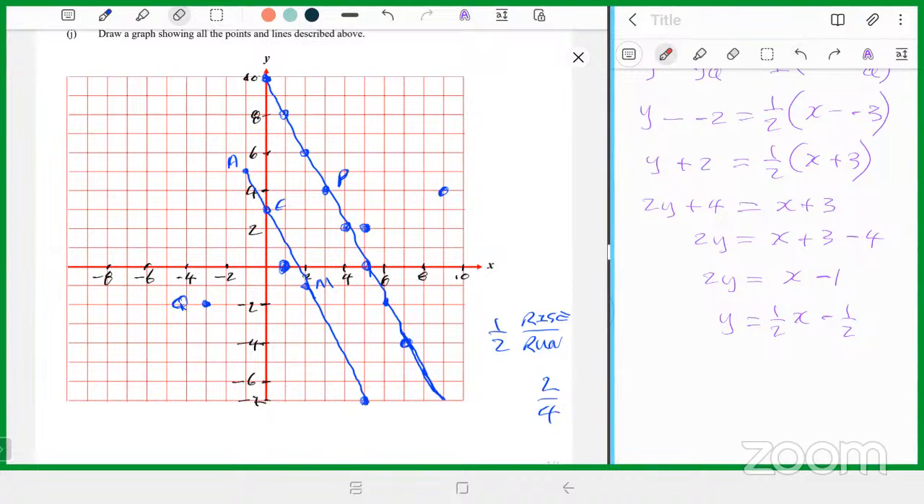So if I draw this line through these points now, it's going to go like this. The perpendicular one. This one. That's it.